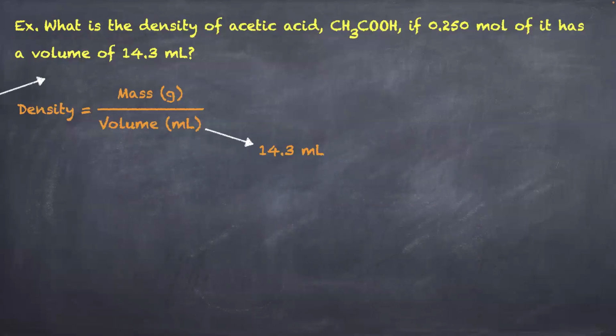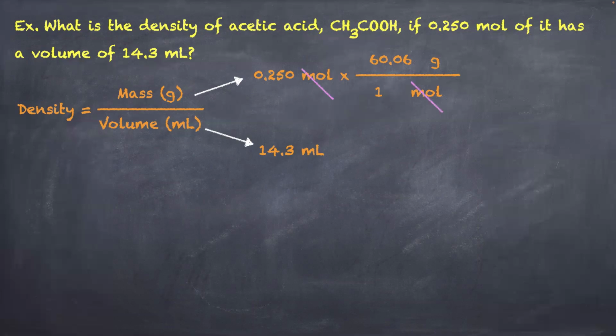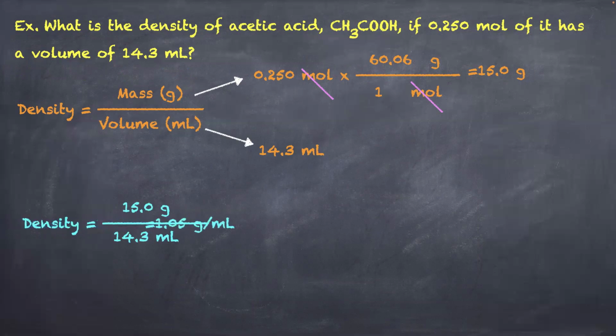But for mass, we don't know the mass. However, we know the moles, so we can convert the moles to grams. To do so, we have to use molar mass. So we know for every 1 mole of acetic acid, there's 60.06 grams. We can simply add the numbers up and find it from the periodic table. This way, moles can cancel out and we get the answer in grams. So now we know the grams and we know the milliliters. So we can divide these two numbers by each other and we can find the density in grams per milliliter, which ends up being 1.05 grams per milliliter.